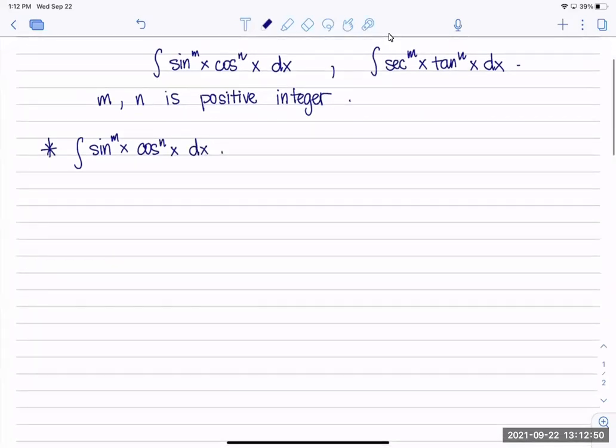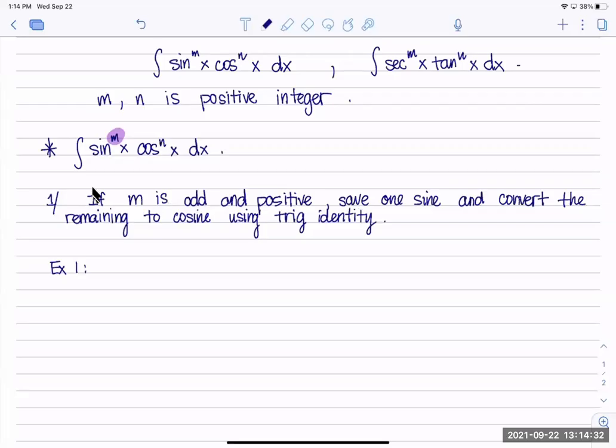First, there are a couple of cases for the degree of the sine and cosine. If in the integral the degree of the sine is odd and positive, we're going to save one sine and then convert the remaining to cosine using the trig identity. Let's see what that means.